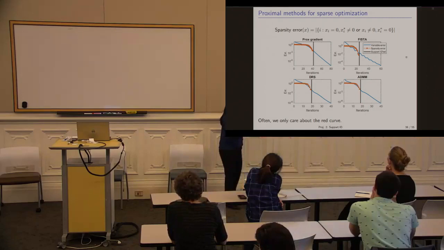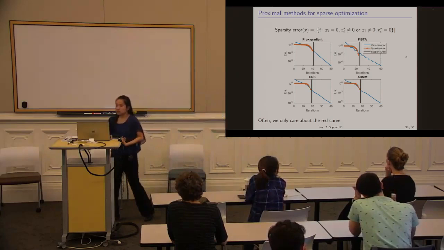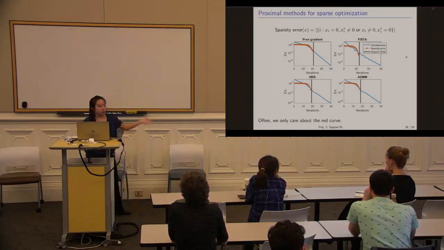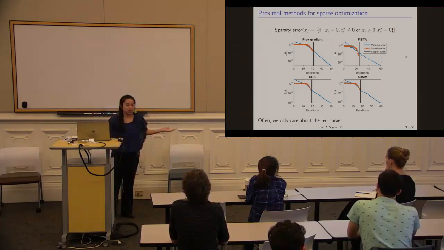So this is great for us because our task is to just identify the support of something. Why don't I just run a proximal method, run it for 100 iterations and stop? As long as I know that in 100 iterations I have the right support, I don't need to run it to completion.